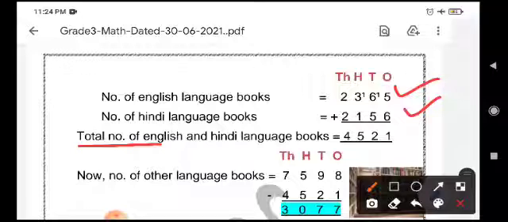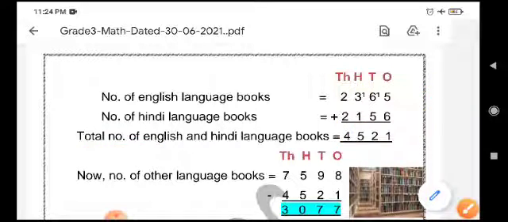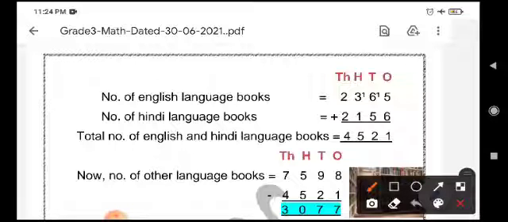For that we have to add. 5 plus 6 is 11, 1 is carried over to the 10's place. Now 6 plus 1 is 7 and 7 plus 5 is 12. So 2 you will write here, 1 is carried over to the 100's place. 3 plus 1 is 4. 2 plus 2 is 4. 4521 is the total number of English and Hindi language books, okay.